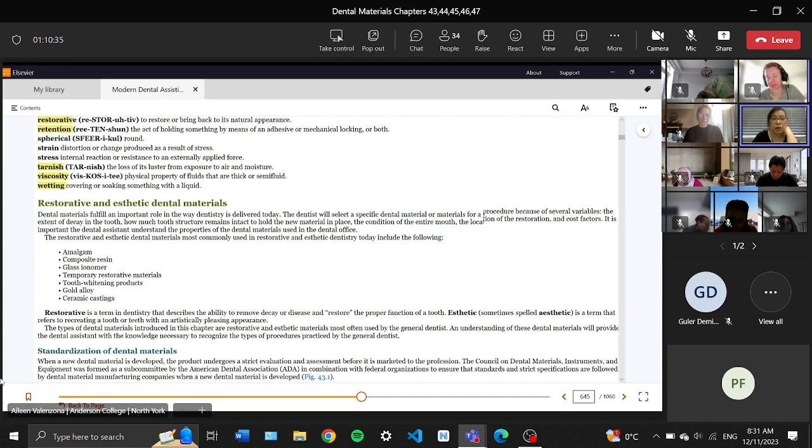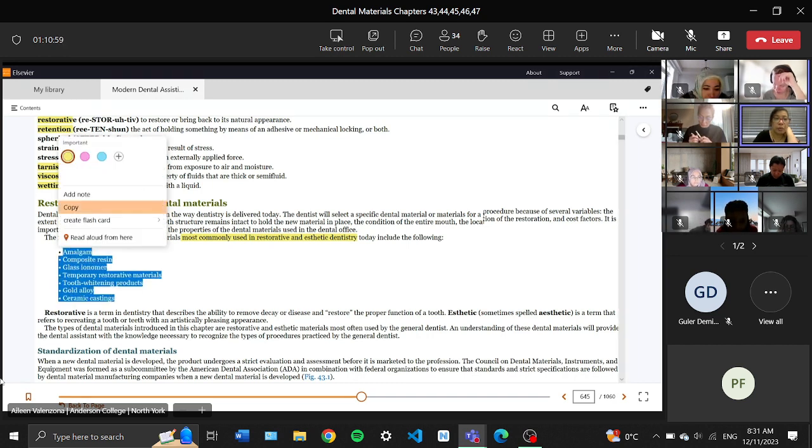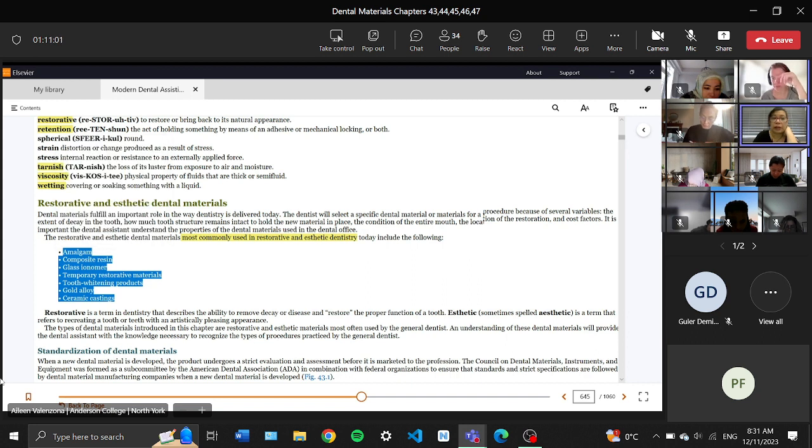Okay, so the restorative and aesthetic dental materials most commonly used in restorative dentistry are these. We have the amalgam, the composite resin, the glass ionomer, temporary restorative materials, tooth whitening products, gold alloy, and ceramic casting. What do we mean by ceramic casting? It's not always a crown. We have some removable ones, we call them inlay and onlay. That is also a ceramic casting.